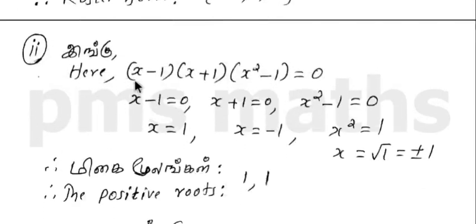Here given equation is (x minus 1)(x plus 1)(x square minus 1) is equal to 0. Here this is first factor, this is second factor, this is third factor. First factor into second factor into third factor is equal to 0. In this case, we can put first factor is equal to 0, second factor is equal to 0, third factor is equal to 0. Then find out the values of x. Here x minus 1 is equal to 0, x is equal to plus 1 when it goes right side. Here x plus 1 is equal to 0, x is equal to minus 1 when it goes right side. Here x square minus 1 is equal to 0, x square is equal to plus 1 when it goes right side.